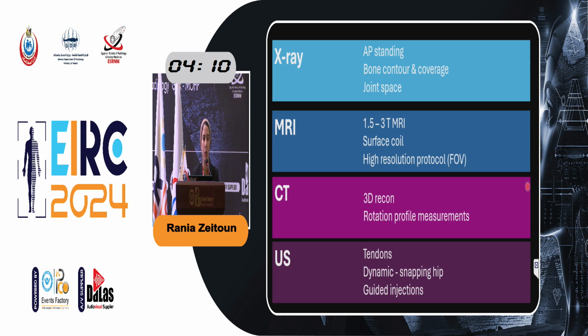When we do the MRI, we always do it at a 1.5 or a 3 Tesla MRI. We use a surface coil and we apply the high resolution protocol, and I will come to this in my next slide. CT is recommended for some, but not for all the patients. The 3D images are very helpful to assess the bone volume, the bone contour, and also measurement of the angles in a rotation profile protocol. Ultrasound is helpful to assess the tendons. Dynamic ultrasound is used in the snapping hip syndromes, and it also helps in guided injections.